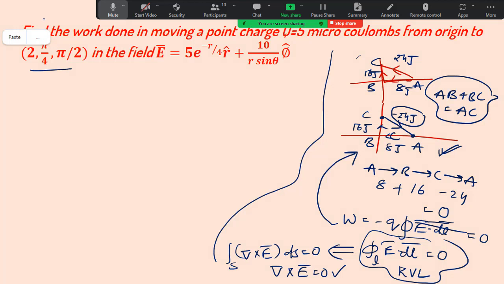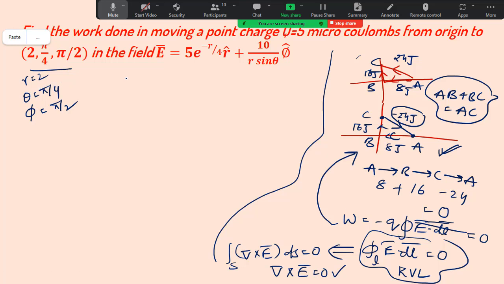Find the work done in moving a point charge of 5 microcoulombs from the origin to the point (2, pi by 4, pi by 2) in spherical coordinates. As it is given in spherical coordinates, we can take r is equal to 2, theta is equal to pi by 4, phi is equal to pi by 2. In the previous problem we worked on Cartesian coordinates, like (2, 0, 0) and then (0, 2, 0), so it was simple. But in this case we have taken spherical coordinates.